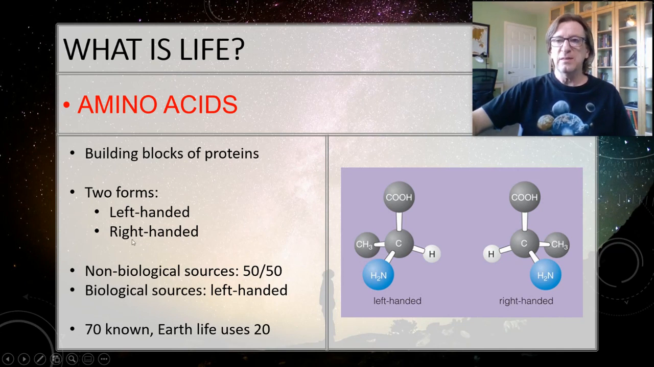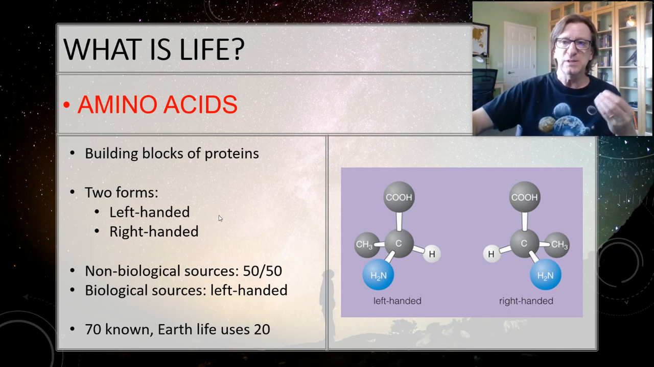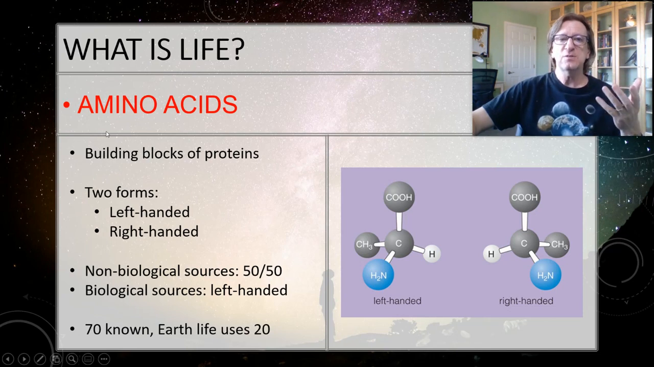So when we're looking at the different types of organic molecules, the fundamental building block of making proteins, and proteins, of course, are what basically build the structure of life, these are called amino acids. Now, there are two different kinds of amino acids, called left-handed and right-handed. And if you look here, we've got an example of a left-handed amino acid and a right-handed amino acid.